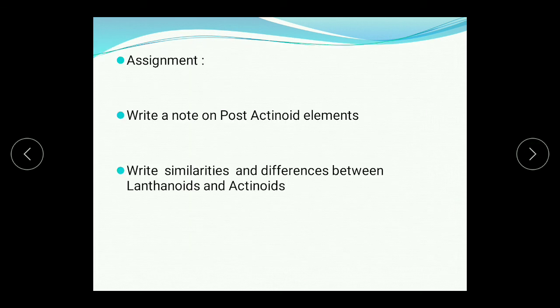Today's assignment: write a note on postactinoid elements and write similarities and differences between lanthanides and actinoids.